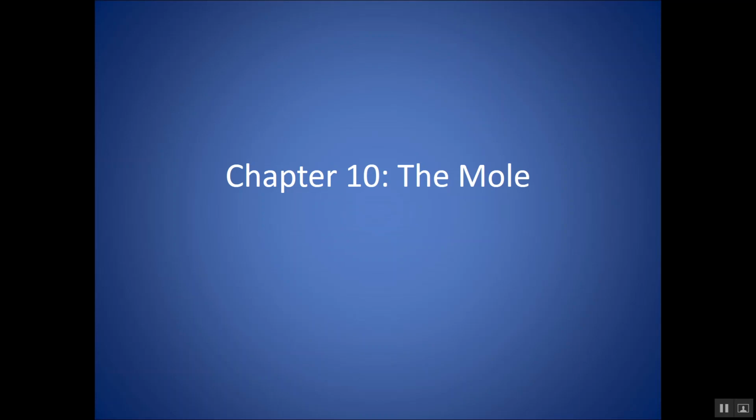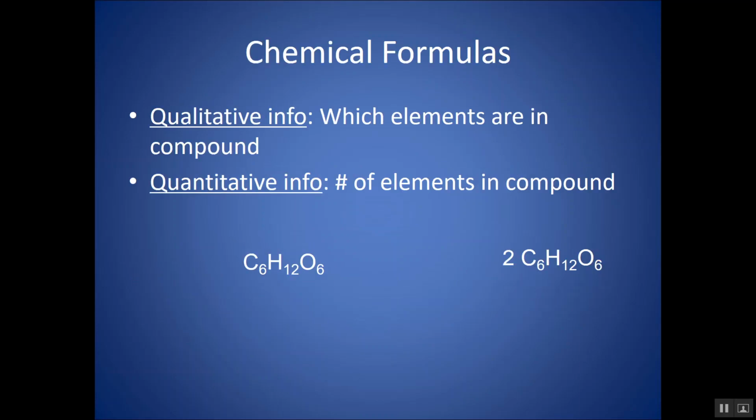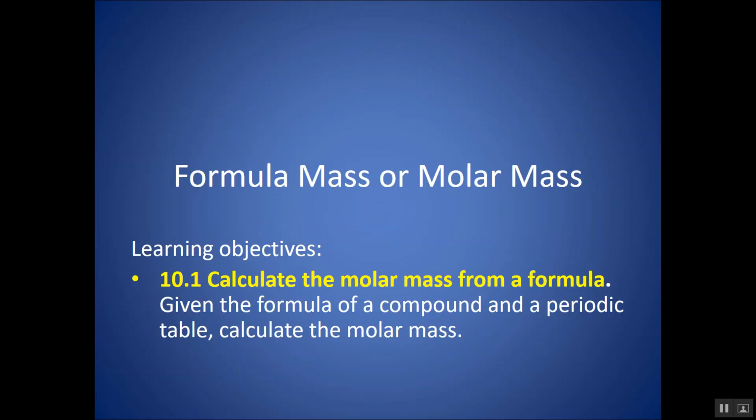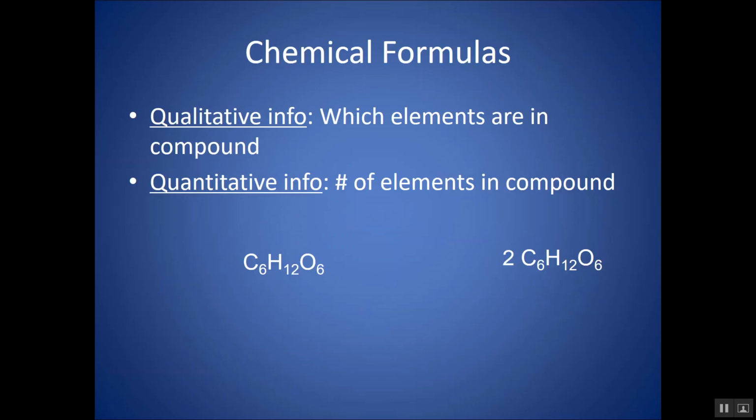Video, we're going to introduce Chapter 10, the mole. So first we're going to take a look at formula mass, also called molar mass, which is something that we might have looked at before. When you're looking at a chemical formula, it gives you a lot of different information. It qualitatively tells you which elements are there, so this contains carbon, hydrogen, and oxygen. Quantitatively, it tells you how many of each of those types of atoms are there.